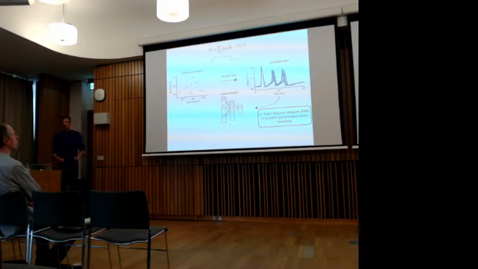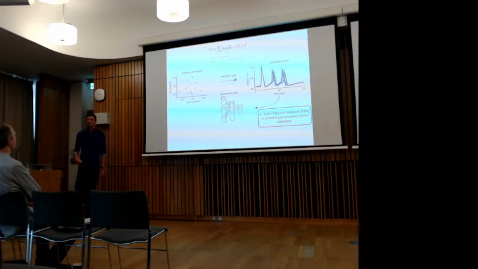Now, once this is trained, we simply feed the experimental data into the neural network, and the output of the neural network can be proven, if we train with a particular loss, to be the posterior distribution.